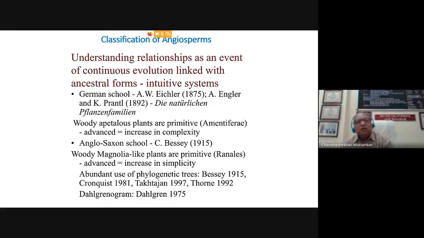On the contrary, Bessey provided another view or approach, and he said that many free appendages and a bisexual flower should be considered as a primitive character.